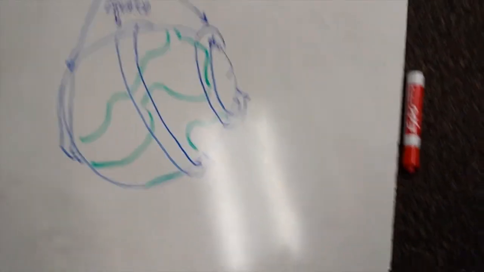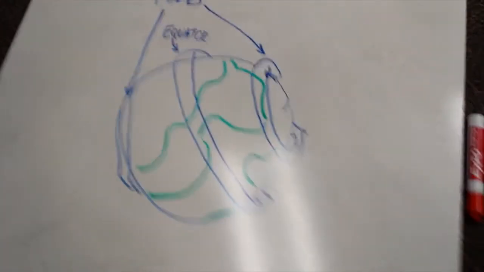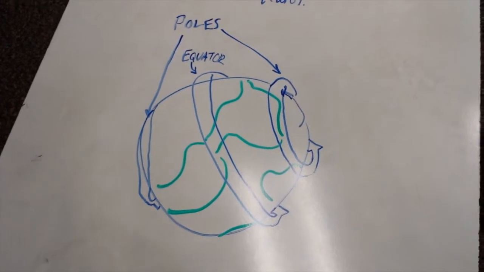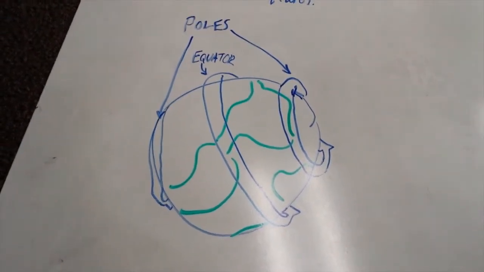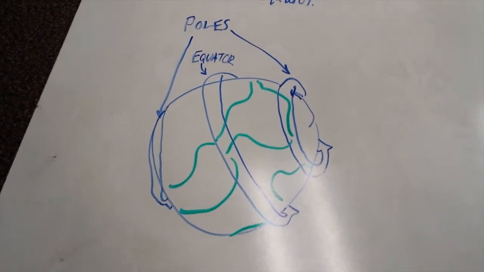So there you have the Earth, your big blue ball of life, and as I mentioned before, you can see that the circumference around the poles is much smaller than that of the equator.